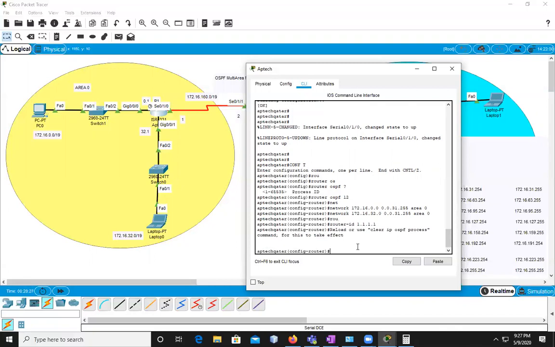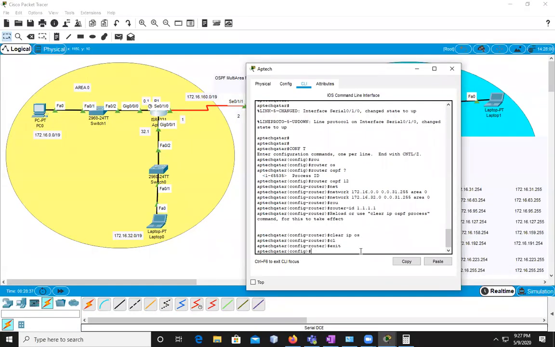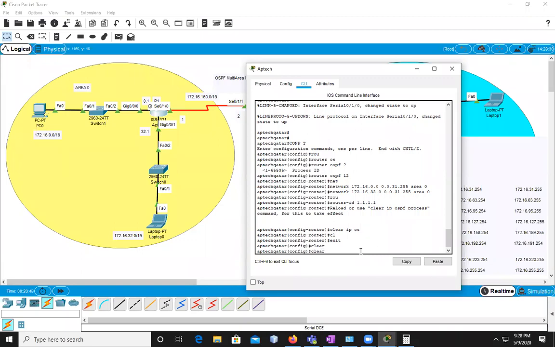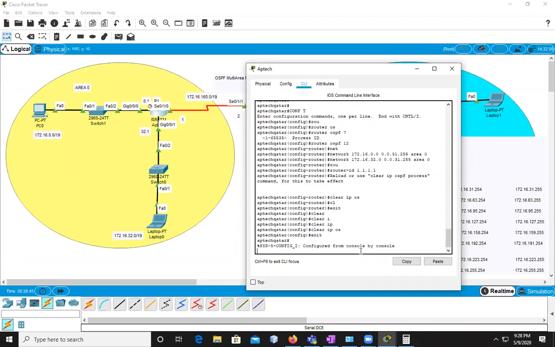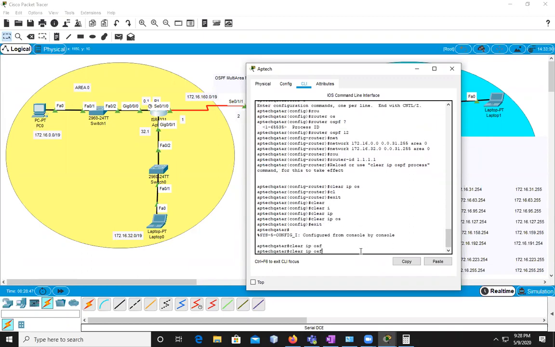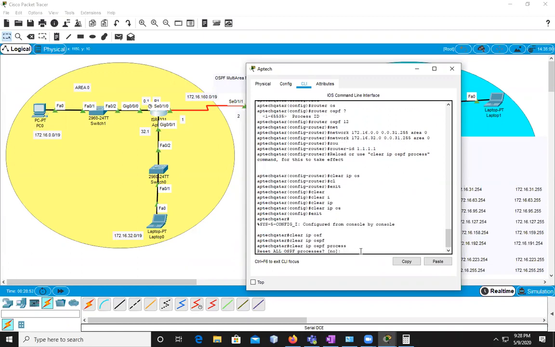So we'll use clear ip ospf process. Exit from here first, then clear ip ospf process. Because by default, OSPF has a router ID, and it's going to have the same router ID for every particular router.